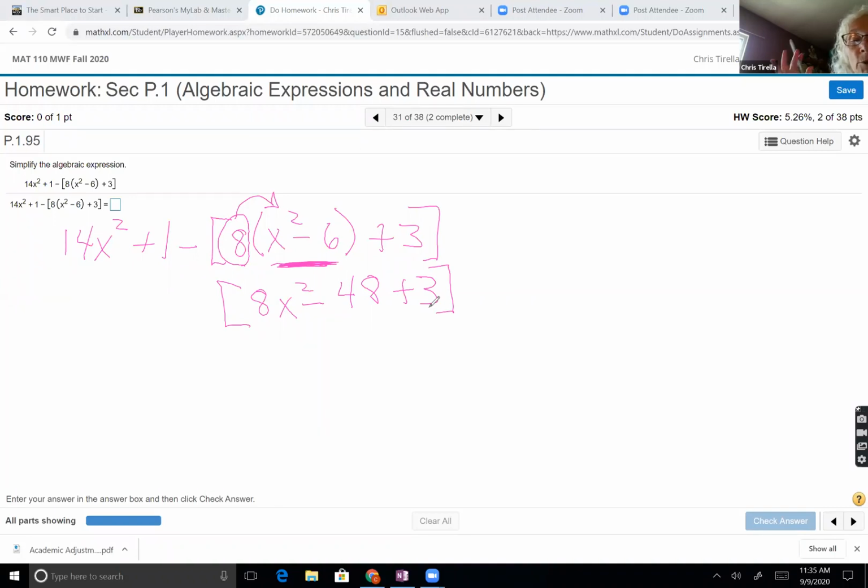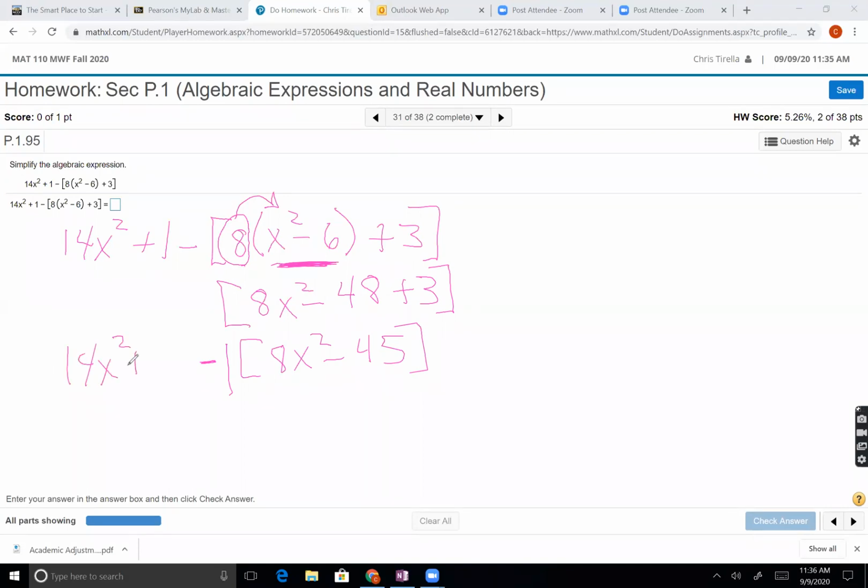Now inside those boxed off brackets, is there anything that I can do? Yeah, negative 48 and 3 can combine. What do they give me? Negative 45. And so now in those brackets, there's nothing I can do. But wait, in front of them, there's a minus sign. So to get them out of the brackets, I'm going to distribute a negative 1. And the rest of the problem is still there.